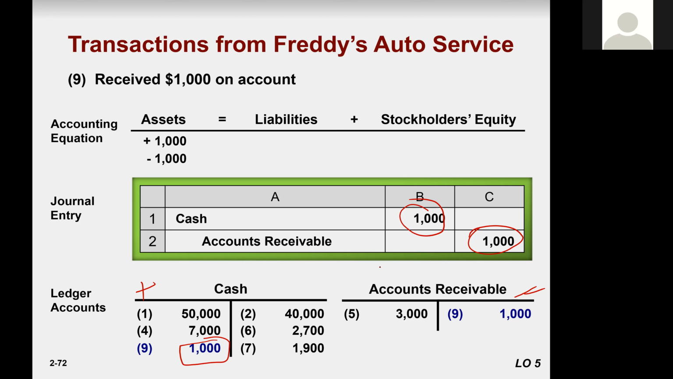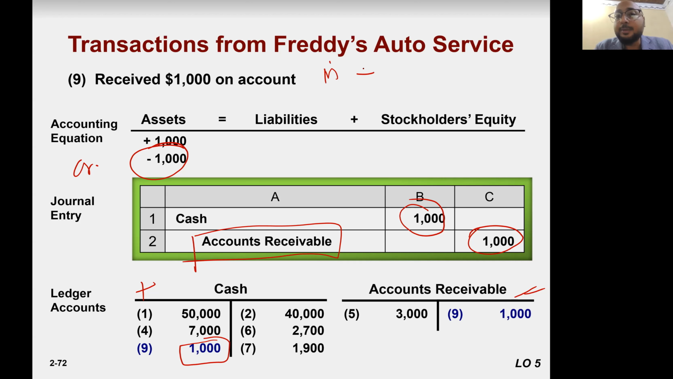Account receivable. Yeah, and you asked where does cash go? And we said debit, and you said no, it goes credit. No, I asked where is the account receivable? Account receivable decrease means credit. Cash is inflow or cash is outflow? Cash is inflow. Inflow means positive.